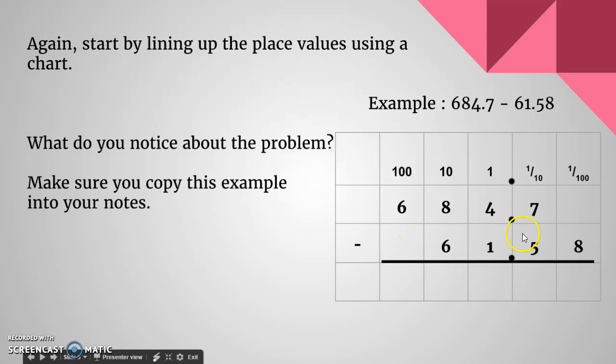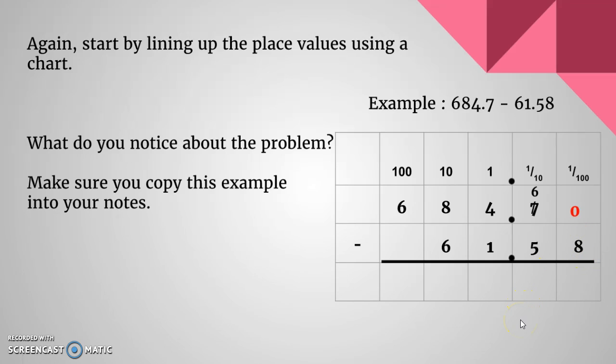Well, in this case, we have a missing digit here in the hundredths place. We can't take 8 away from nothing. There's got to be something there. So again, we're going to annex or add a 0. It does not change the value, but it does allow us to complete our subtraction. Because now that we have a 0 here, we know, oh, wait, I have to borrow.